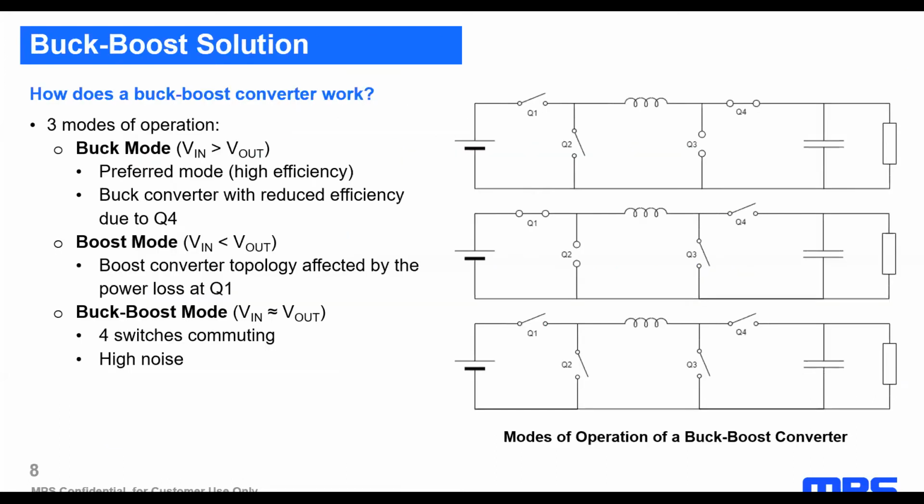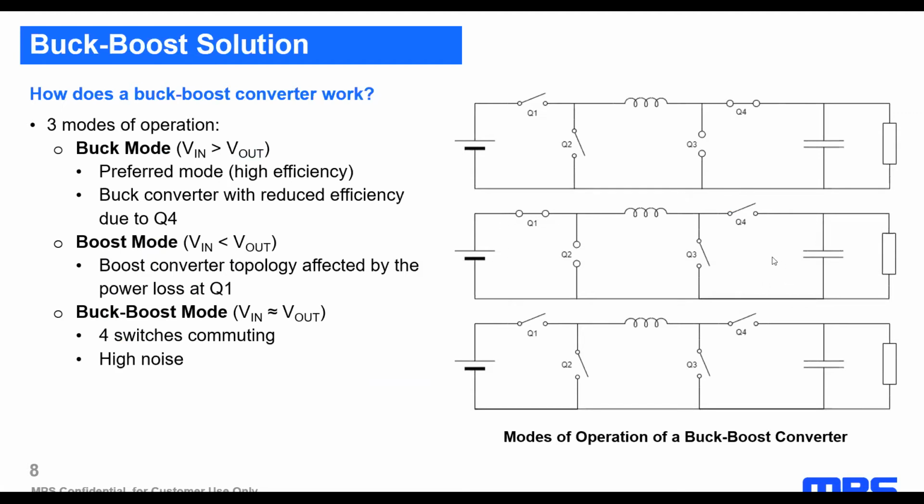In order to overcome this limitation, we have used the buck-boost topology. This kind of converter contains 4 switches that, depending on their state, allow 3 different modes of operation to be obtained. As can be seen, if Q1 and Q2 are switching, Q3 is open and Q4 is closed, we get a buck converter, and the buck-boost will act in buck mode. So the output voltage will be lower than the input voltage. This is the preferred mode because it's where the high efficiency is obtained.